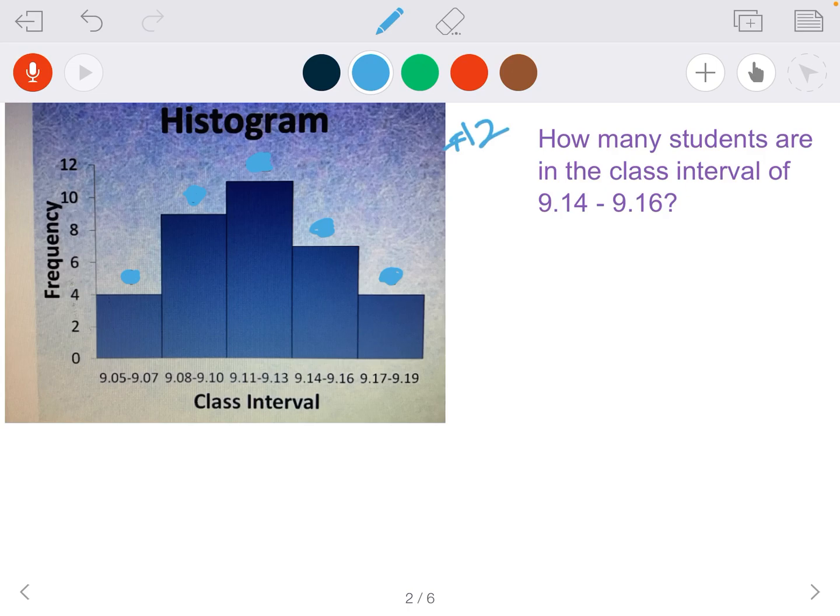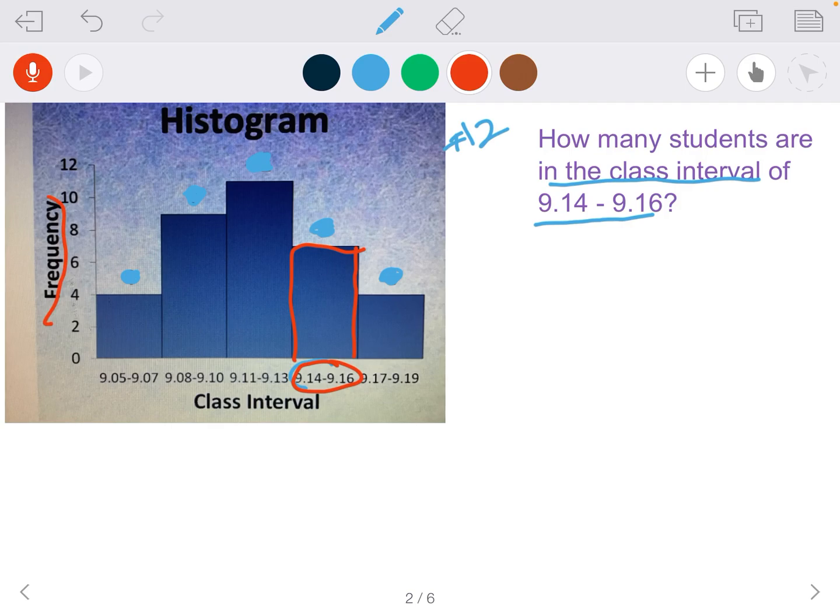So I've got an example of a histogram here. How many students are in the class interval of 9.14 to 9.16? So whatever the problem is asking you, you find that interval. So I can see, let me use another color here. Let me use red. So I can see the interval 9.14, 9.16 is here. I'm going to box that in.